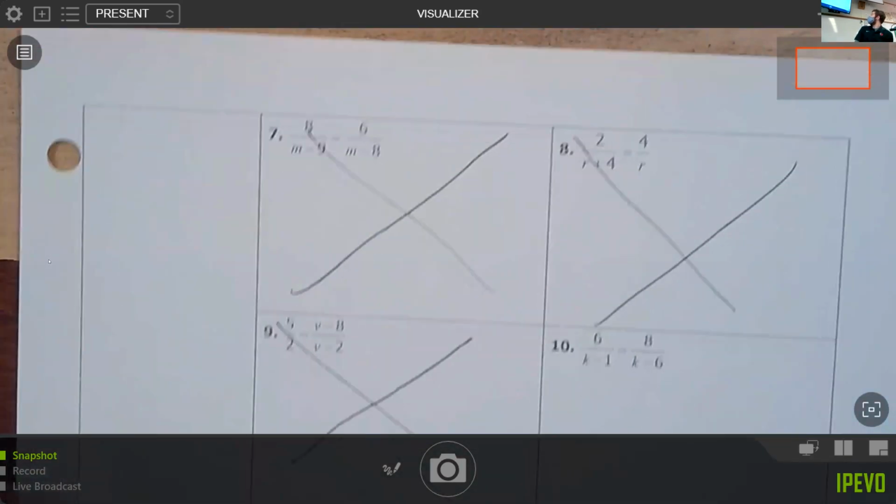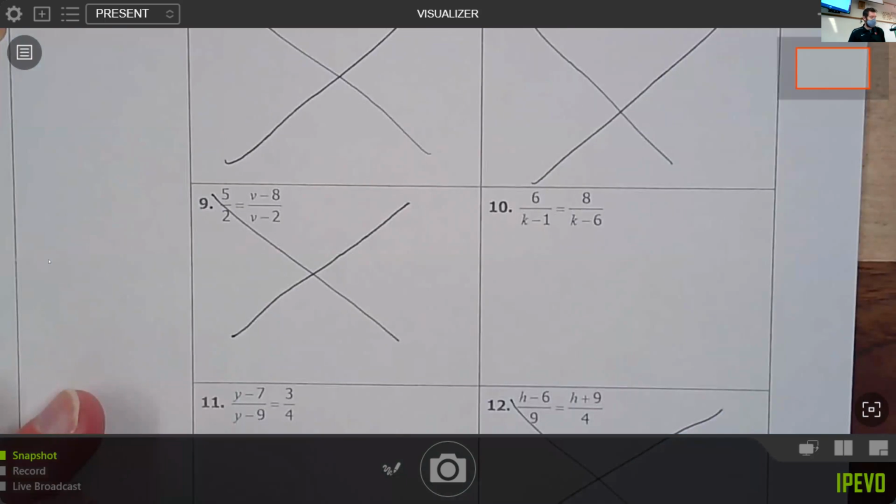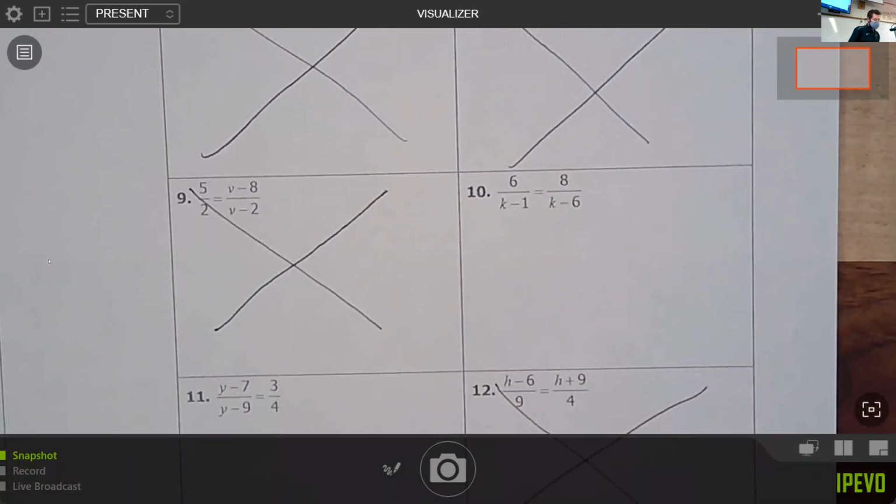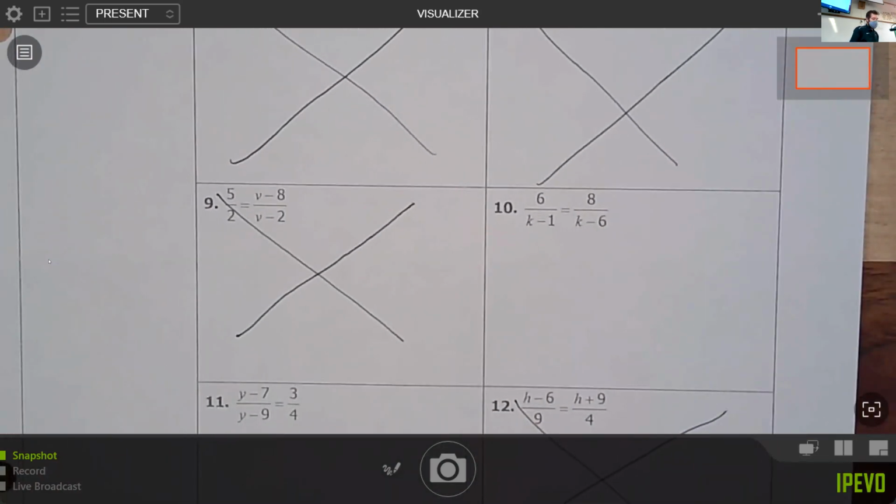I'd like you to cross off 7, 8, and 9. We're going to start with number 10 on the second page. So cross off 7, cross off 8, cross off 9. We're not going to do any of those. Starting here on number 10. So page 2, starting with number 10 here.